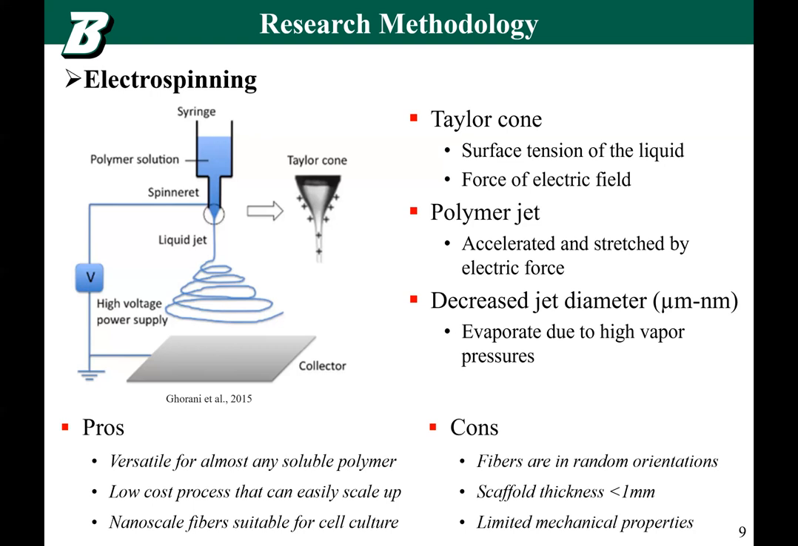However, the fibers are always in random orientation and the scaffold thickness is always smaller than 1 millimeter, which means they're in 2D scale or in a mat structure. And there are always limited mechanical properties compared to others such as 3D printed or bioprinted scaffolds. So how do we overcome those disadvantages when we are using electrospinning to fabricate nanofiber structures?